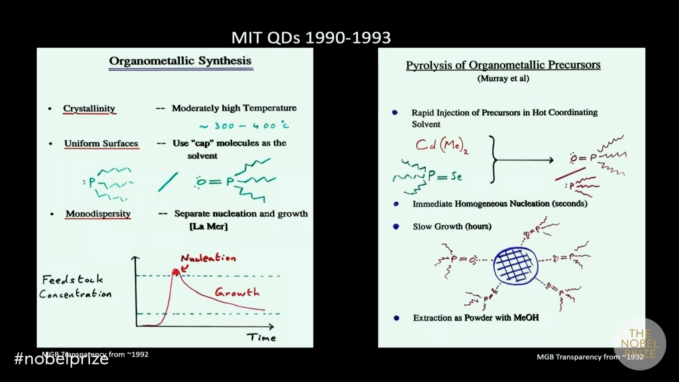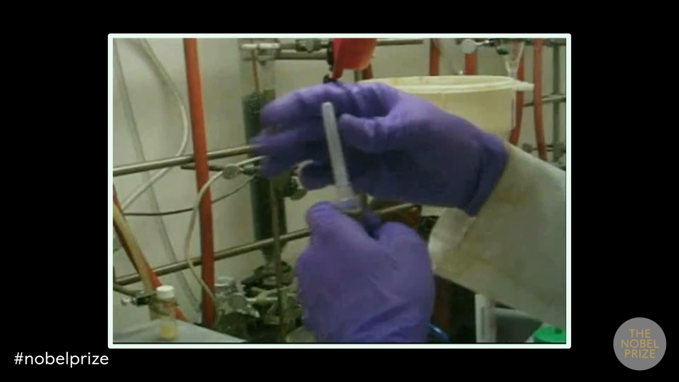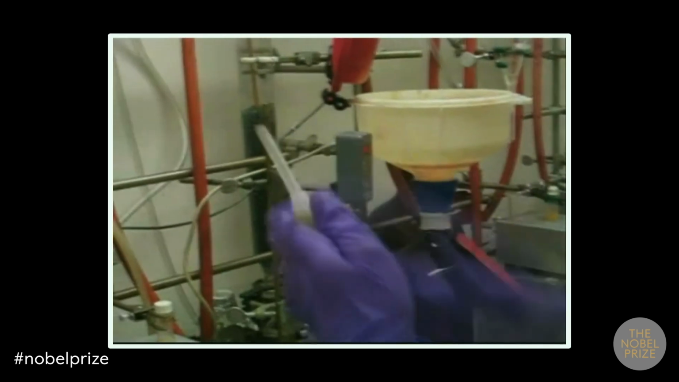Crystallinity, high temperature, uniform surface, all the same molecule. The idea of Lemaire from the 1950s of separating the nucleation and growth, as Aleksey was talking about. You nucleate little seeds and you grow on the top of them to get uniform size distribution, and you end up with uniform particles, which you can extract with solvents. I have a video here of what the process actually looks like.